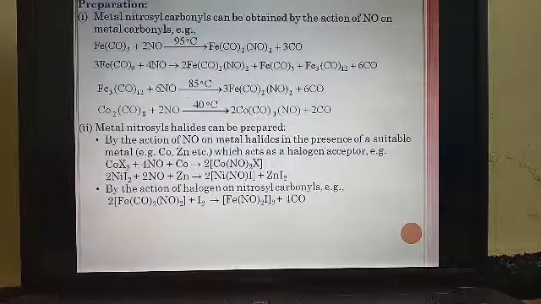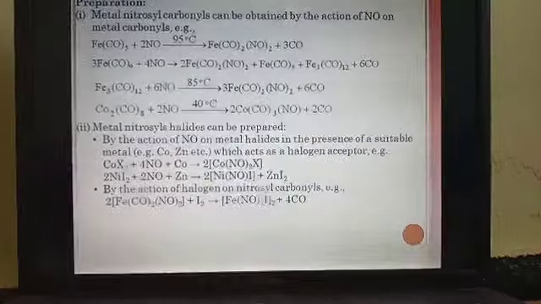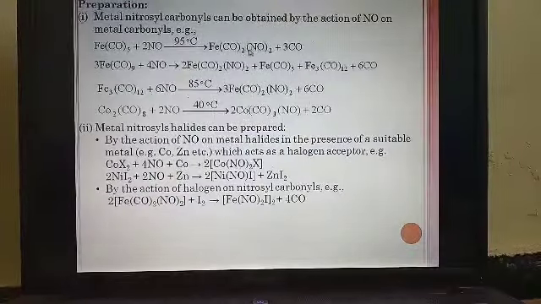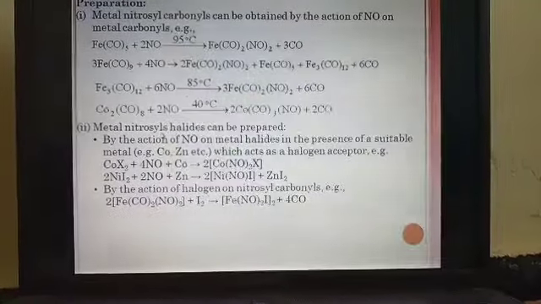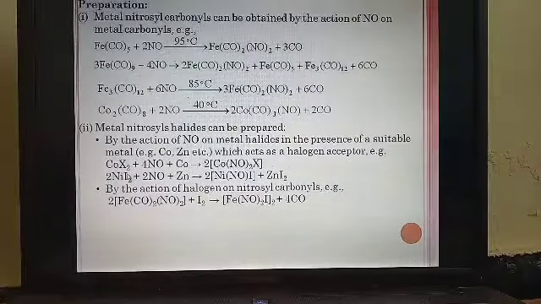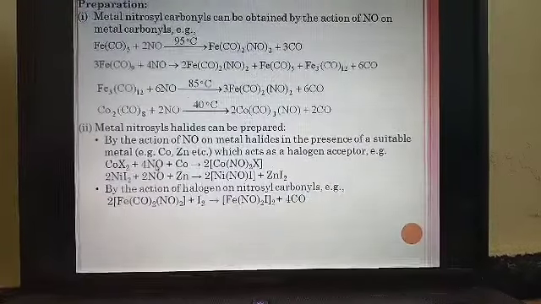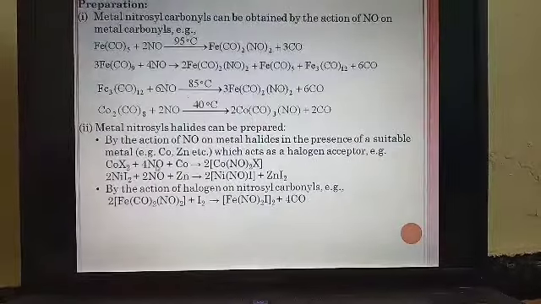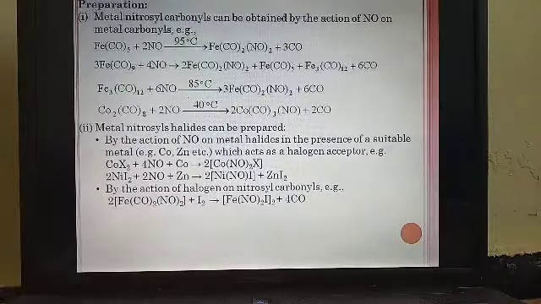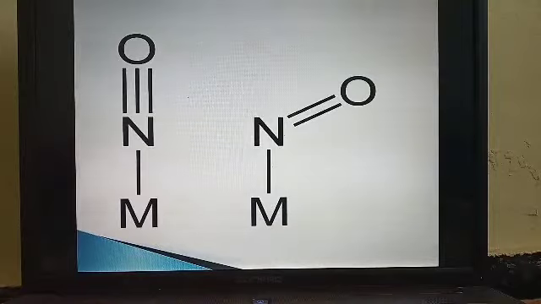One is that some metal carbonyls interact with nitric oxide, leading to the formation of metal nitrosyls. Then metal nitrosyl halides can be prepared when halides of the metal interact with nitric oxide. Then the type of bonding. In the first step, complete transfer of one electron from NO to the metal takes place. Then the metal is treated as uni-negative and nitric oxide as uni-positive containing one lone pair of electrons.